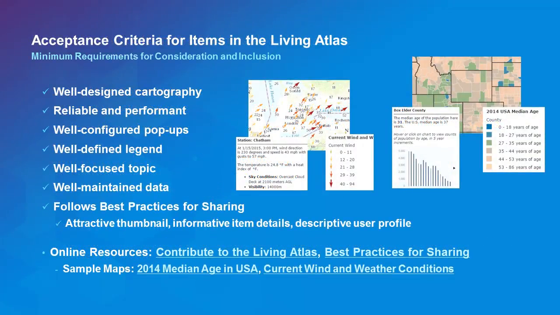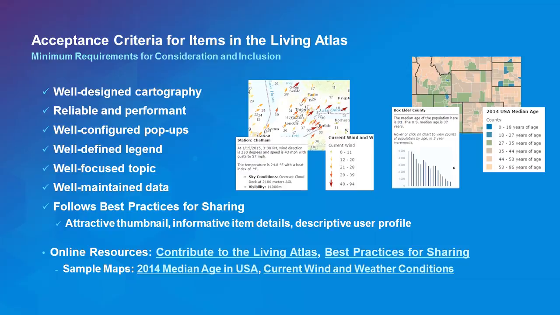So directly would be things like you've created a web map or a story map or a web mapping application that you'd like others to have access to. You've done that through ArcGIS Online and you'd like to share it. We'll talk about the steps for that in a second. But what are we looking for in terms of the criteria for accepting something like that?